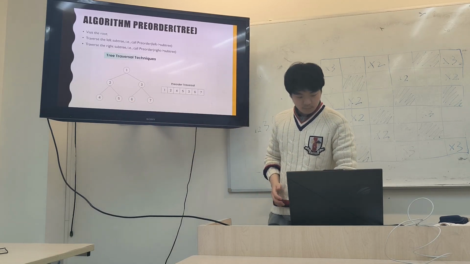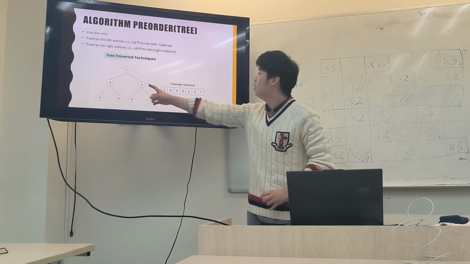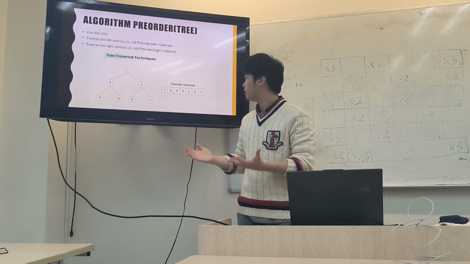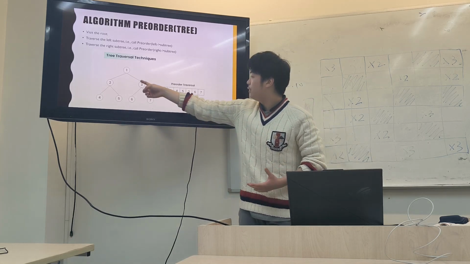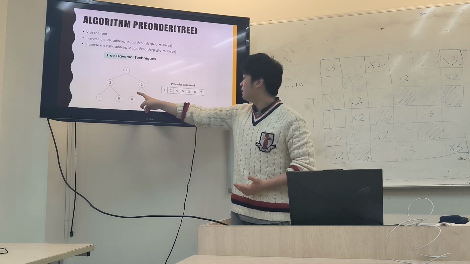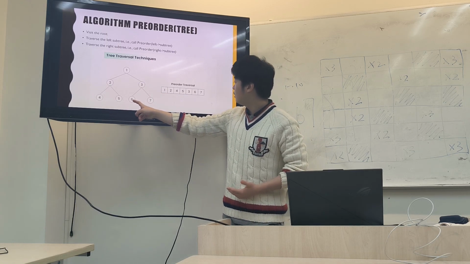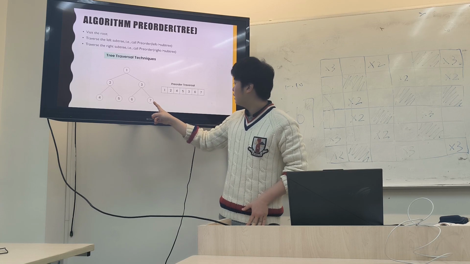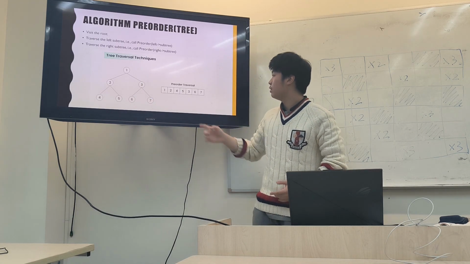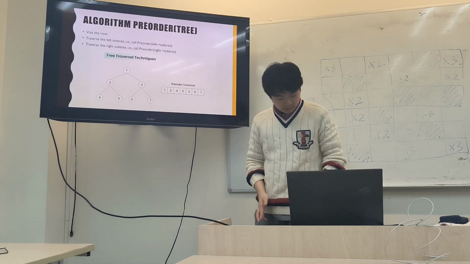So you will get this order: 1, 2, 4, 5, and then you go back to 1 and visit its right subtree. So you will visit this one: root, left subtree and right subtree. So you get 3, 6, and 7. So this order is 1, 2, 4, 5, 3, 6, 7.